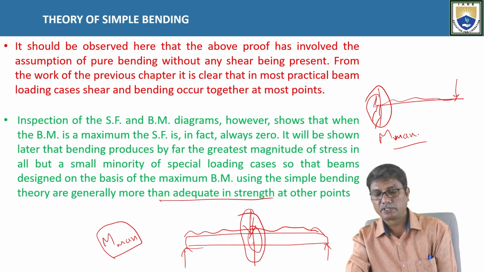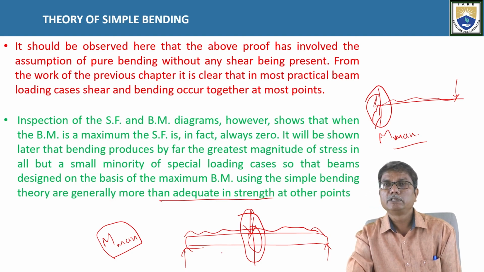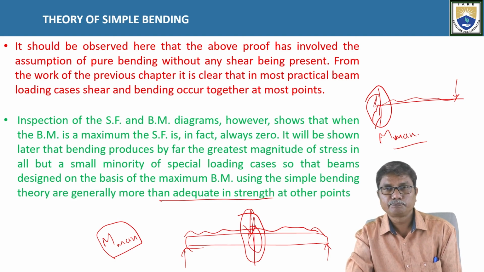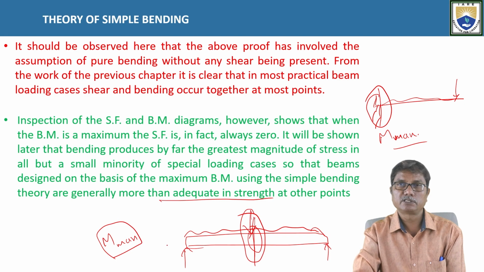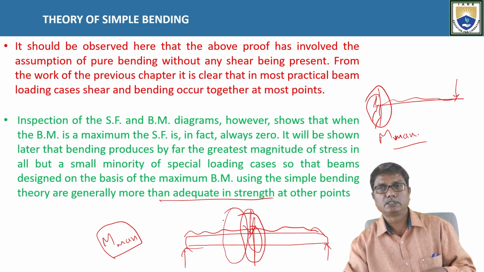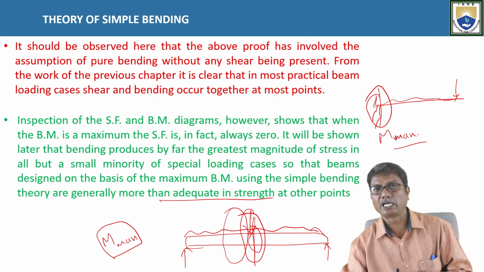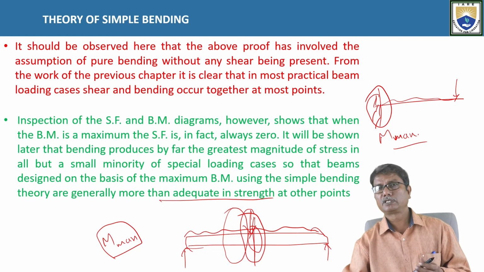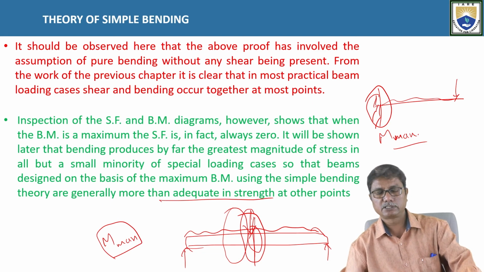For symmetric loading, the bending moment will be maximum at mid-span. For unsymmetric loading, it will be somewhere else that we should locate. The location and magnitude of maximum bending moment are to be determined first, and then the design is made.